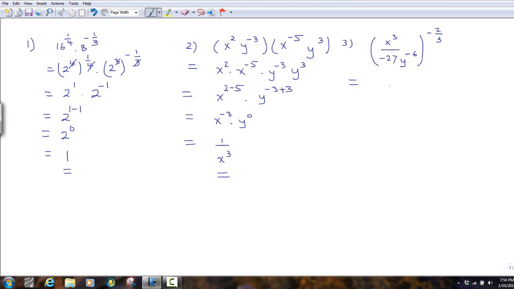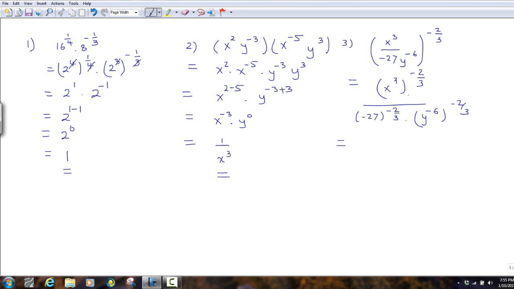So we can write this as x cube to the power negative 2/3 whole over negative 27 to the power negative 2/3 times y to the negative 6 to the power negative 2/3. So when we write the exponent negative 2/3 in the denominator, this exponent is for both negative 27 and also for y to the negative 6. Okay, so that's why we have this exponent for both negative 27 and y to the negative 6.